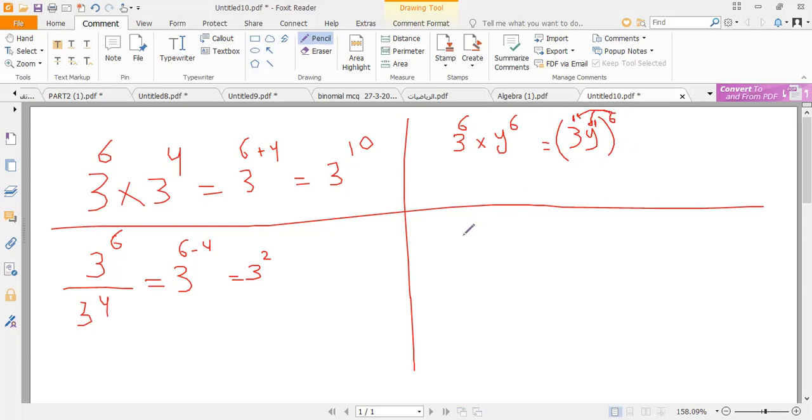Also, if I have 3 on the top and y on the bottom, and between brackets here I have 5, let us write here 2 and here 3. Now this 5 will be distributed to the inner expressions. So I have here 3.